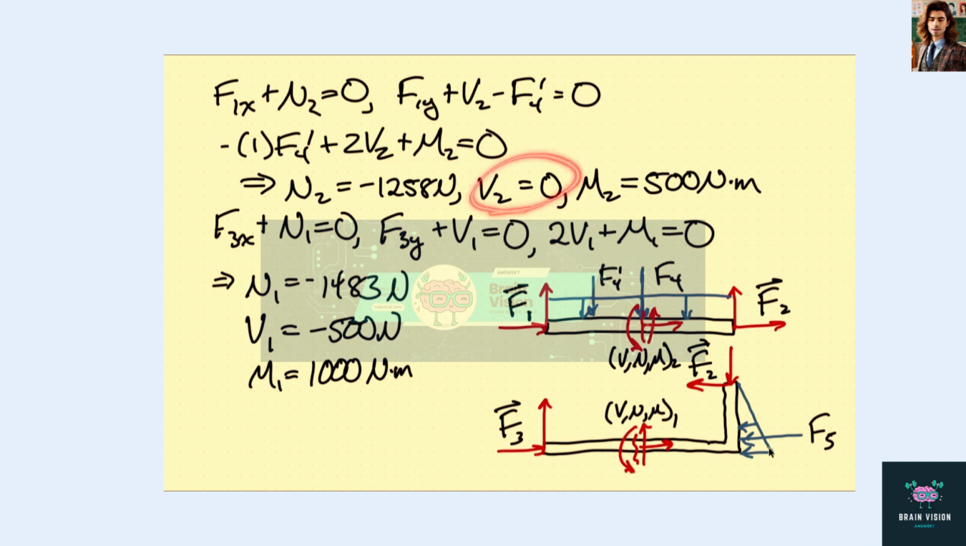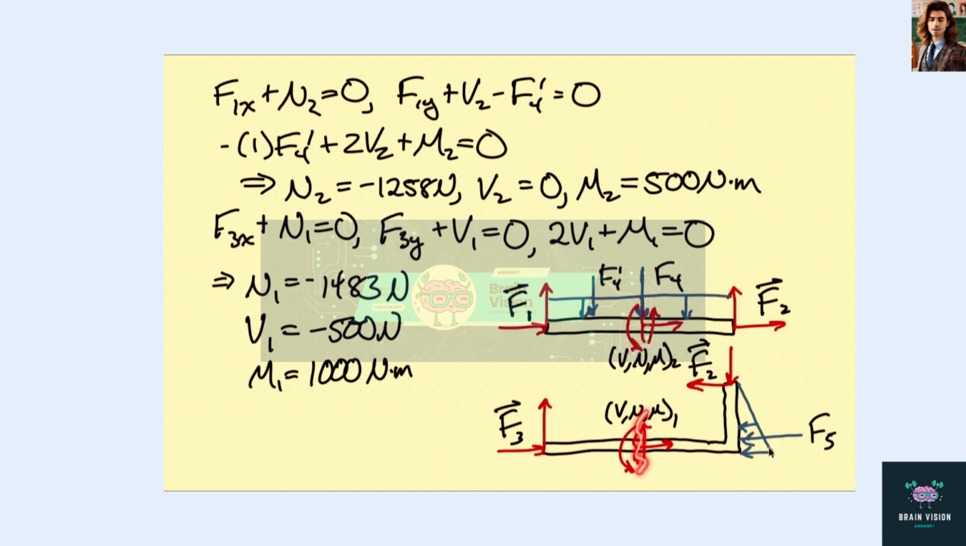The shear force is 0, which I think we should kind of expect, just because of the way that this is pinned at both ends. So there's really these two things have to be offset. So this isn't surprising. And then M2 is 500 Newton meters. And that's this.